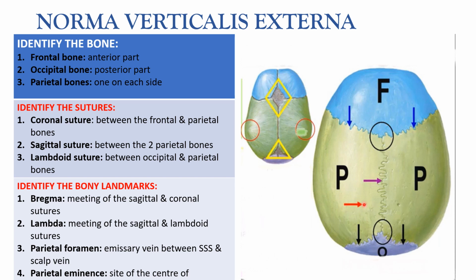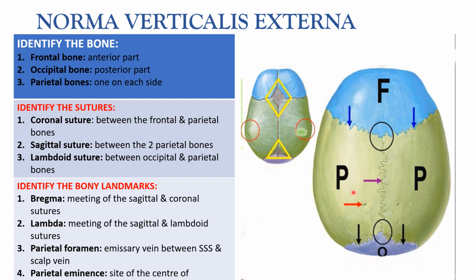And then we have the parietal eminence. This elevated pointed feature of this bone is the parietal eminence. It is the site of the center for ossification. So this is the parietal eminence. There's another one here, parietal eminence.